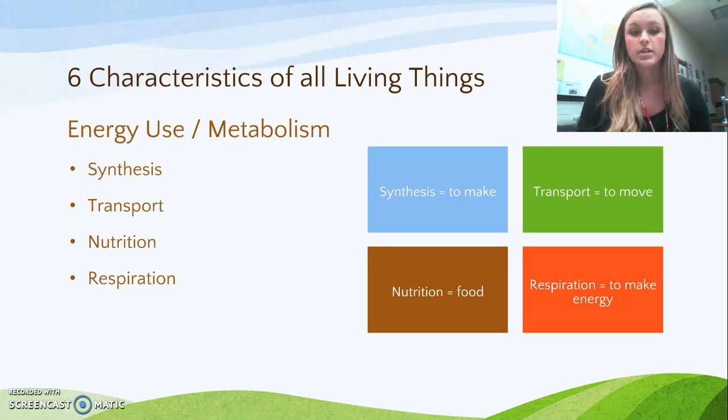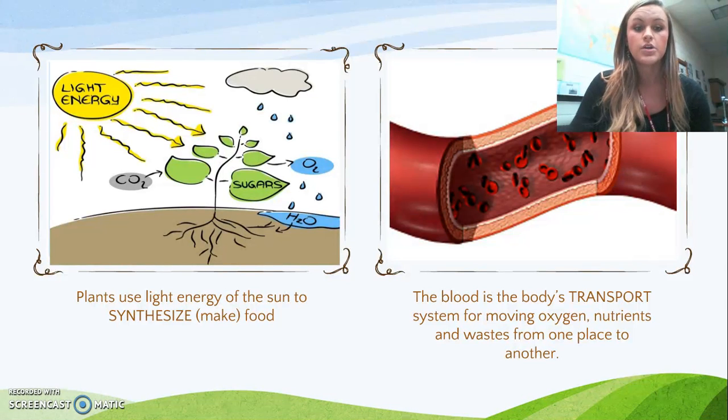Our first characteristic of living things, when we start to look at, we're going to look at all of these different kind of roots. So synthesis to make, transport to move, nutrition is food, respiration to make energy. And all of these are going to kind of revolve around this energy use and metabolism. All living things use energy. So plants use energy. They use that light from the sun to synthesize, make food, photosynthesis.